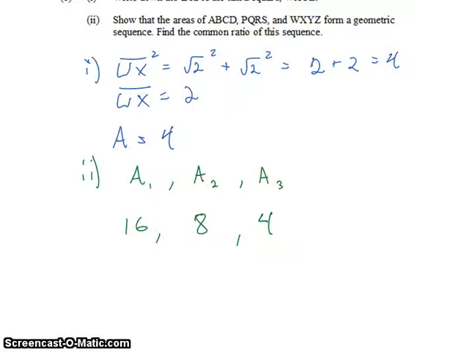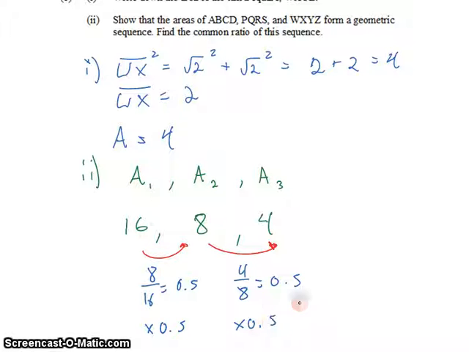So is this a geometric sequence? Well, to go from 16 to 8, 8 divided by 16 is a half. And to go from 8 to 4, 4 divided by 8 is a half. So I multiply by a half in this step, and I multiply by a half in this step. I do the same thing each time to move from one area to the next, which means that the common ratio is a half, and this is a geometric sequence.